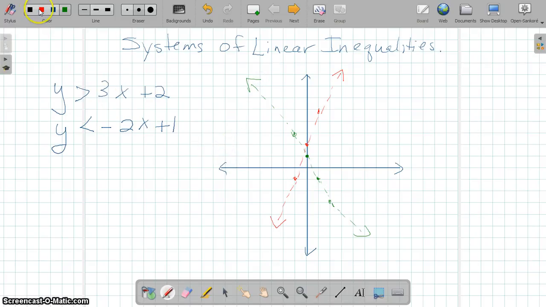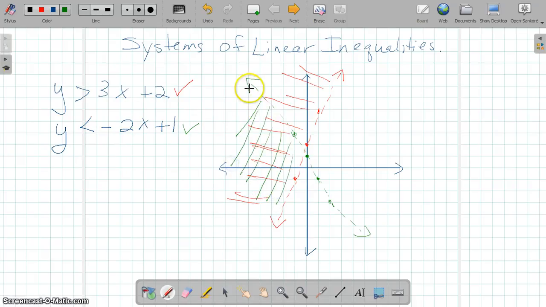I'm going to go back to red. This is greater than, so greater than the red. So we're all up here, right? This is the greater than the red. That's this one. The green graph is this one, and it is less than, so below this line. So you can already see what they have in common. This section right here is what they have in common. So this is really the solution to the system.